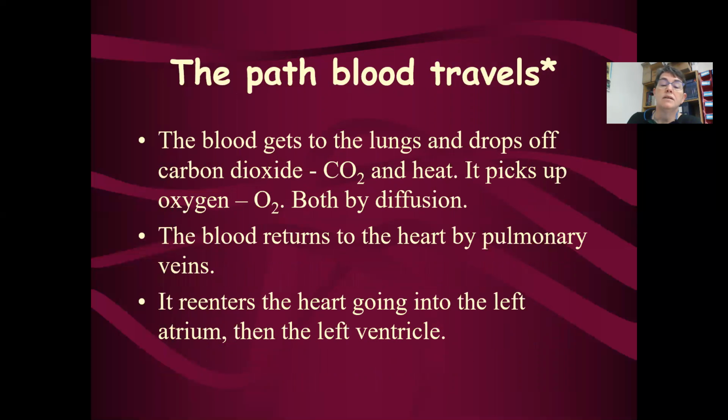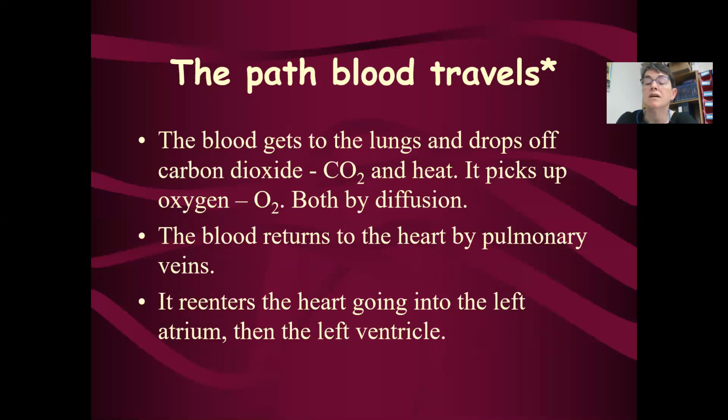All right, so blood gets to the lungs and it drops off the carbon dioxide and some heat, and it's going to pick up oxygen. Okay, both of those, the carbon dioxide and the oxygen, move because of diffusion. So in your lungs, there's more oxygen in there than there is in your blood. So diffusion is from areas of high concentration to low concentration. So the oxygen will just diffuse over. Okay, same thing with the CO2, but in reverse.